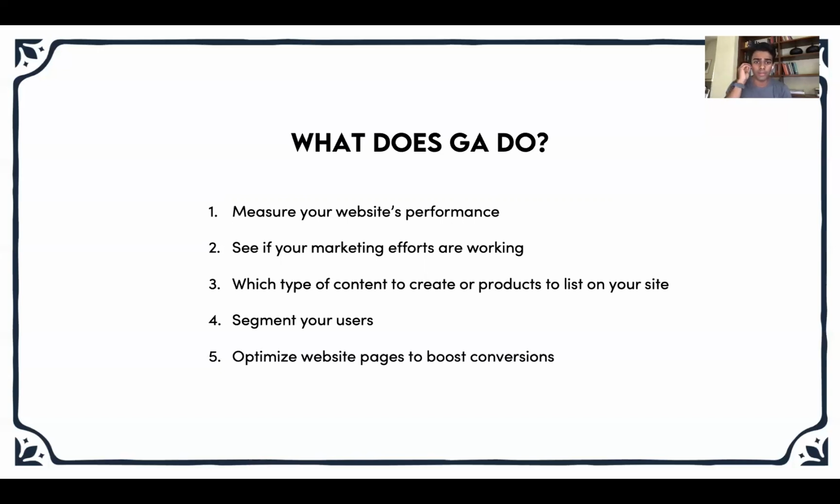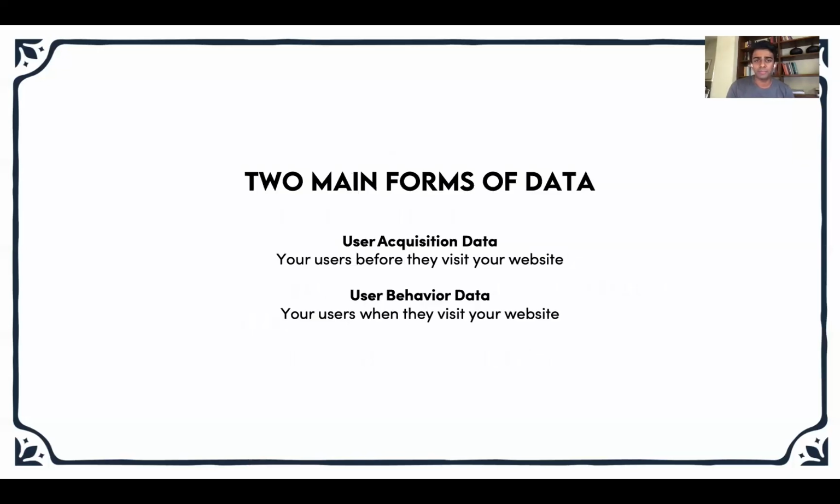Then you have which type of content you create or products to list on your site. So it tells you which specific products or widgets are performing well. It then helps you segment your users by audience, by location, by demographic. And then eventually, and most importantly, it will optimize your website pages to boost conversion through all of these learnings. So think of it really as an analytic tool to learn and better your website performance.